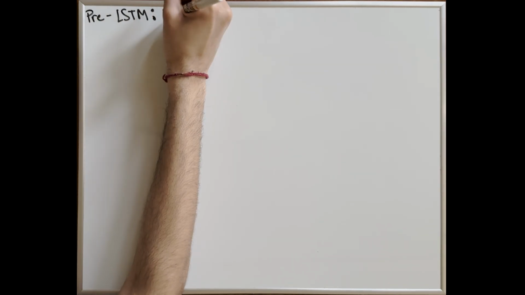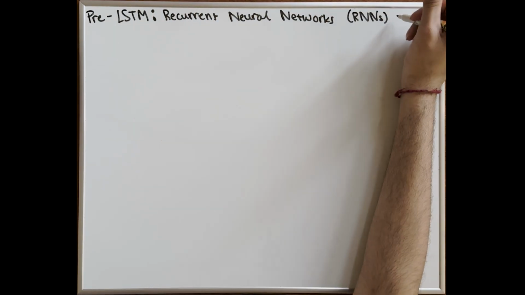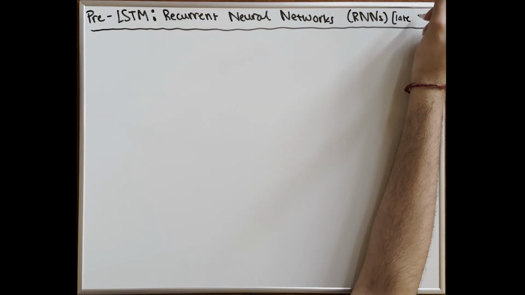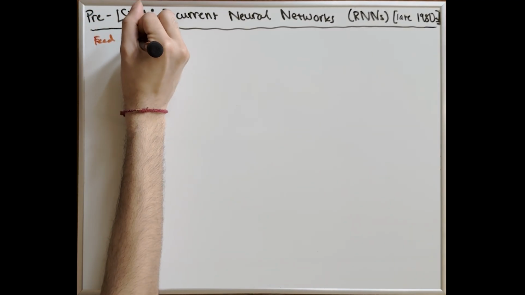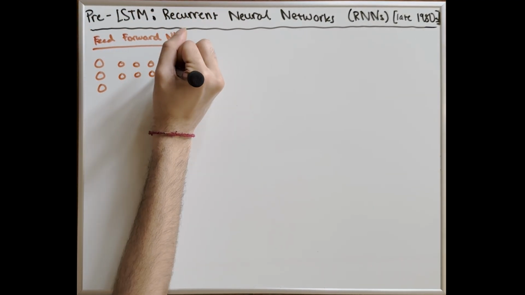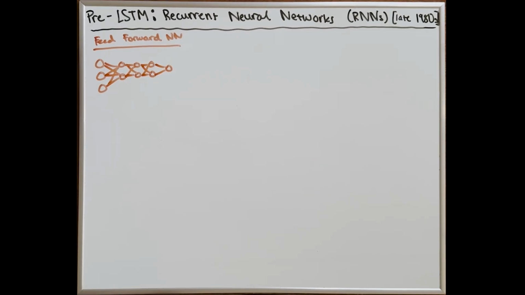LSTMs did not appear out of nowhere. Before LSTMs, there were recurrent neural networks, or RNNs. These were developed across several works in the late 1980s. Traditional RNNs aren't the main focus of this video, but we need some context of what these are in order to understand what problems LSTMs are solving. A feed-forward neural network moves information in one direction, starting at the input and moving towards the output, but it doesn't retain any of that information once the computation is done.